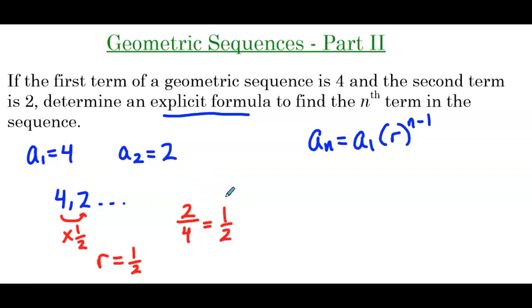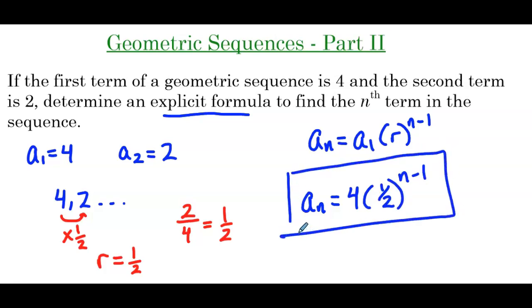So now we have the common ratio, we have the first term of the geometric sequence, so our formula is a sub n equals 4 times 1/2 to the n minus 1. And we can use that to find any term of this geometric sequence.